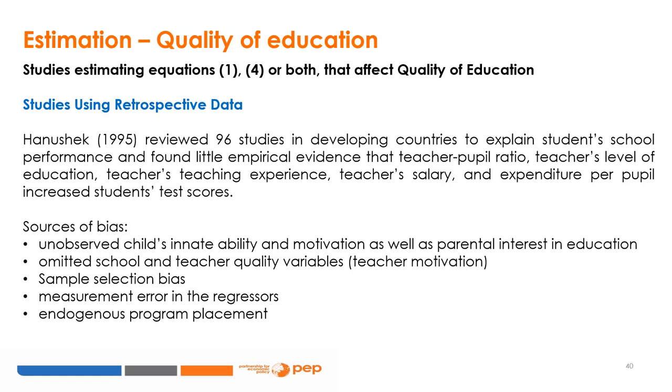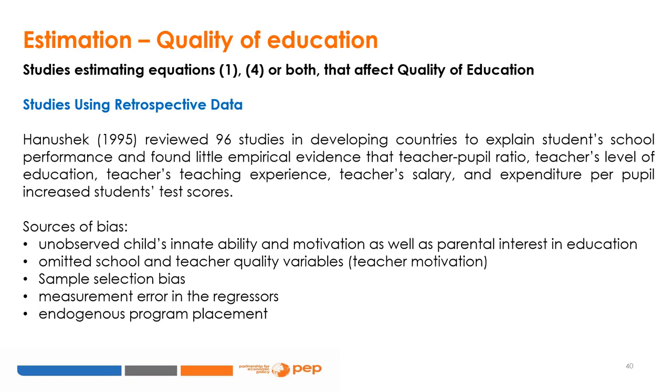With an increase in school enrollment in many developing countries since the 1960s and 70s, attention was brought to another important factor of development and growth, which is the quality of education. A large number of studies tried to identify the impact of school and teachers' characteristics on students' performance on academic tests. Hanushek, 1995, reviewed 96 studies in developing countries to explain students' school performance and found little empirical evidence that the teacher-pupil ratio, the teacher's level of education, the teacher's teaching experience, the teacher's salary, and expenditures per pupil increased students' test scores. However, since these studies use retrospective data and are not randomized trials, there may be an omitted variable bias in the estimates.